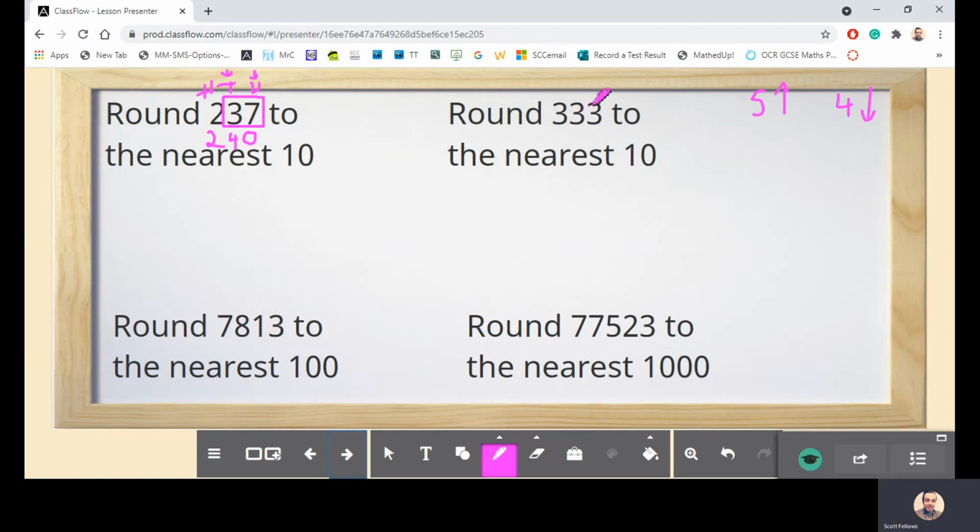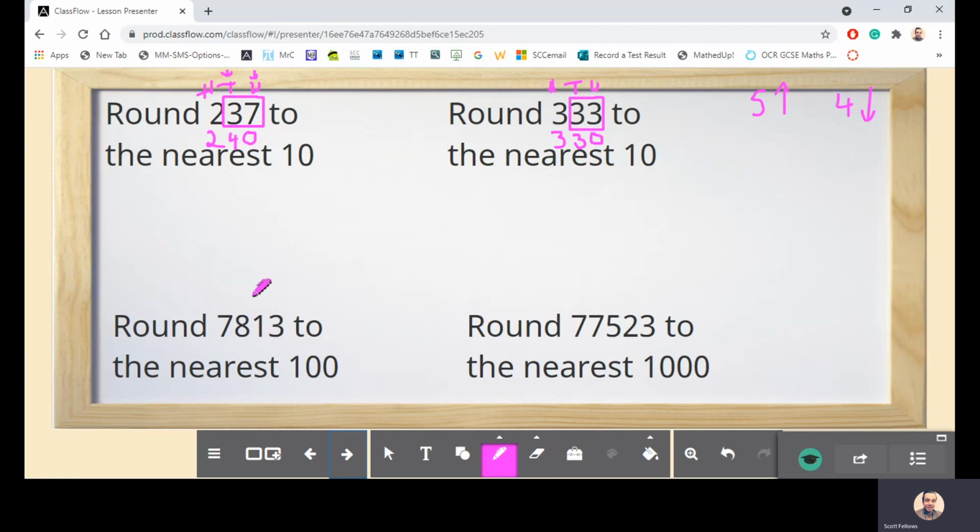Okay, 333 to the nearest 10, so units, tens, hundreds. So again, we're looking at the tens and the units, so it's the tens and the one after it. We're looking for nearest 10, so it's the tens column and the one after it. So 33, well, it's less than 4, so it's going to stay the same. So that's going to be 30, and this will stay at 3, so 330.